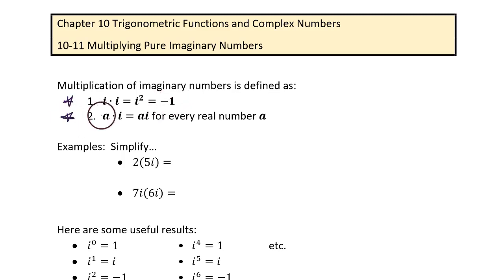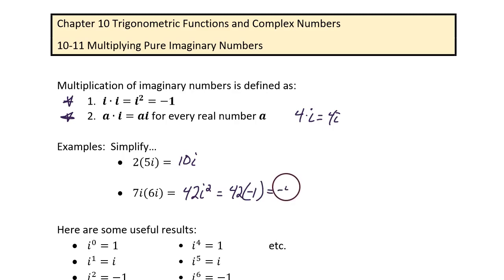Here's another definition. If the letter a represents any real number and you multiply that to the imaginary unit, you write down the number right in front of the unit. For instance, if you want to figure out what 4 times i is, that's equal to 4i. Here's some examples. 2 times 5i, that's 10i. 7i times 6i makes 42i squared. But the i squared is equal to -1, and so the final answer is -42.